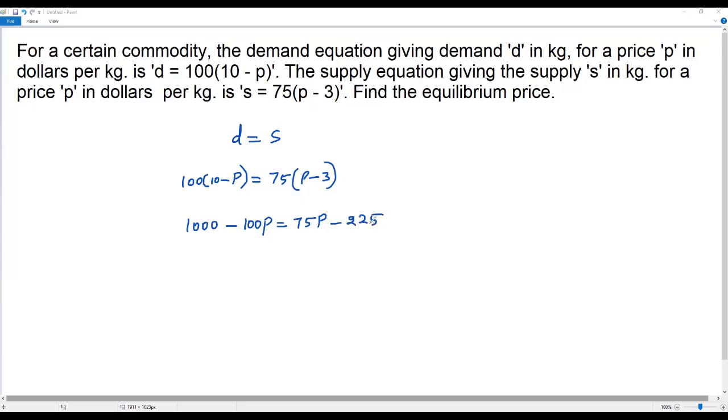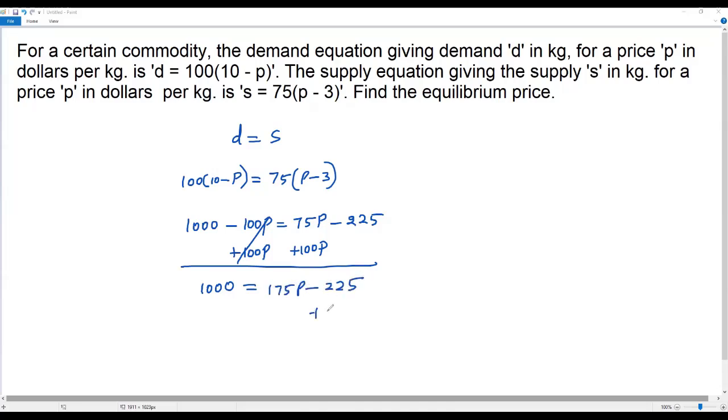Here we are trying to solve for P, but the variable P appears on both sides of the equation. So the variable P has to appear on either the left side or the right side. We can get rid of the variable P on the left side because it contains a negative sign. For that, we add 100P to both sides. The negative 100P and positive 100P cancel out. I get 1000 equals, when I combine 75P and 100P, 175P negative 225.